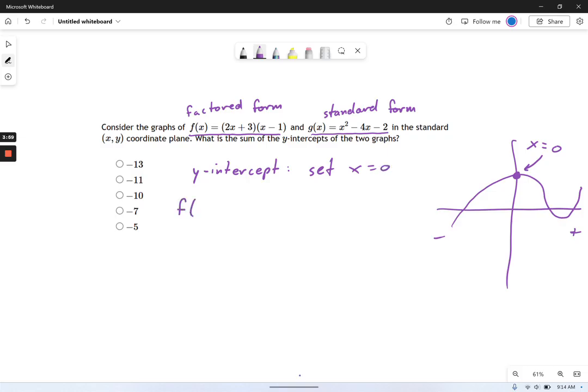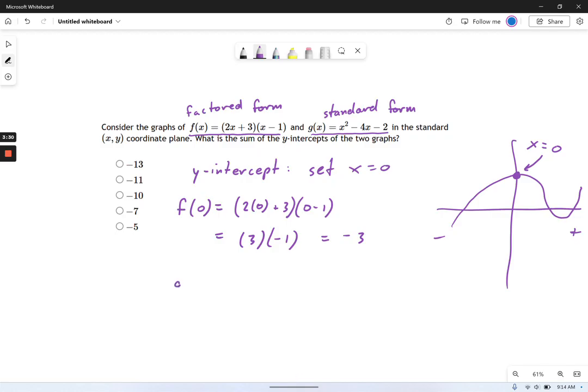So we're going to say f of 0 equals what? That's the first one. Well, it's going to be, and we plug in 0 everywhere we see an x, 2 times 0 plus 3 in the first parentheses and 0 minus 1 in the second parentheses, which simplifies very quickly. We get 3 times negative 1. So the y location of the y-intercept is at negative 3. Or in other words, 0 comma negative 3.